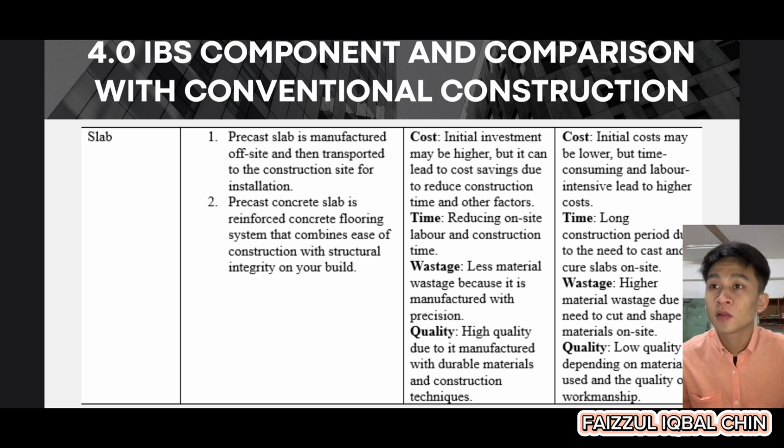For the time, IBS reduces on-site labor and construction time. For conventional, there is a long construction period due to the need to cast and cure the slab on-site. For wastage, there is less material wastage because it is manufactured with precision. For conventional, there is higher material wastage due to the need to cut and shape material on-site.